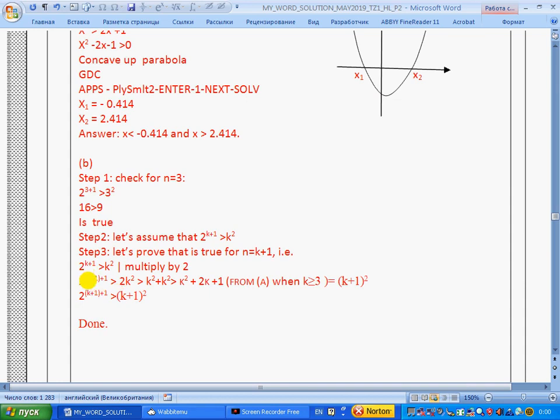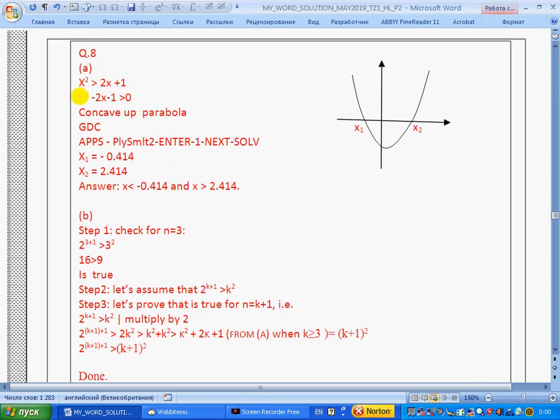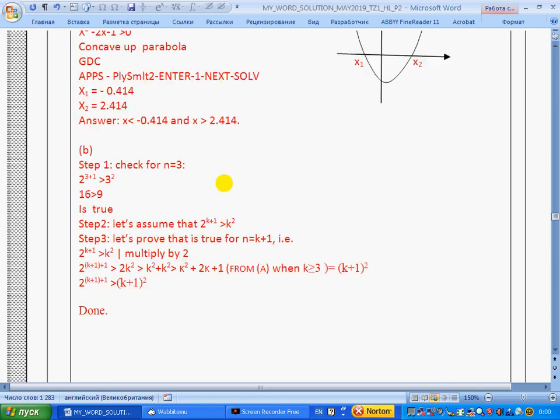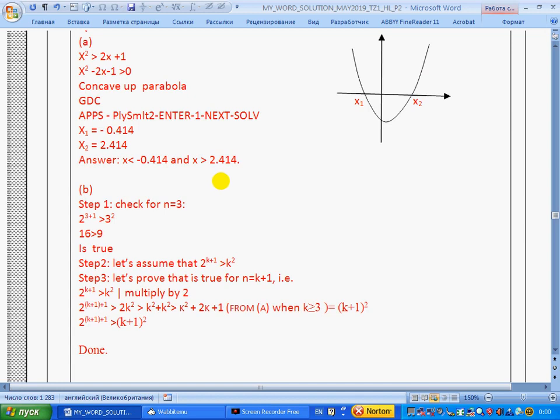So let's start. We know from assumptions that 2 to the k is more than k squared, so this is true. Let's multiply by 2. Split 2k squared into k squared and k squared, and we know that k squared is more than 2k plus 1 from a. From a, we know this. Because when x is more than 3, this is positive. We convert this into the square of k plus 1, and we have proved it.